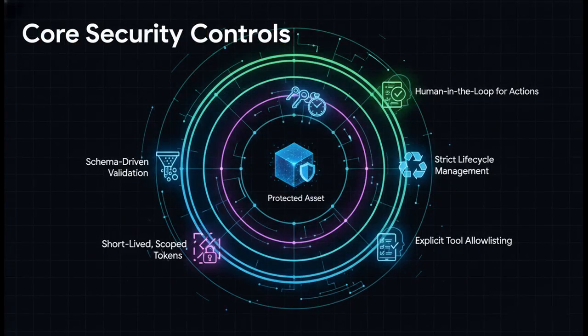Okay, so how do we actively defend against all these sophisticated threats? It really boils down to a few core security controls. First off, enforce schema-driven validation for every single input and output. Basically, systematically treat all data as untrusted. Second, issue short-lived, scoped tokens. Think minutes, not days. Third, explicit tool allow listing is huge. Adopting a deny-by-default posture gives you tremendous control. And perhaps most importantly, mandate a human in the loop. An AI agent should never, ever execute destructive actions without explicit human confirmation.